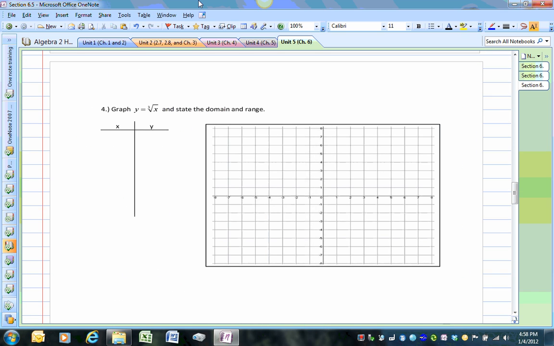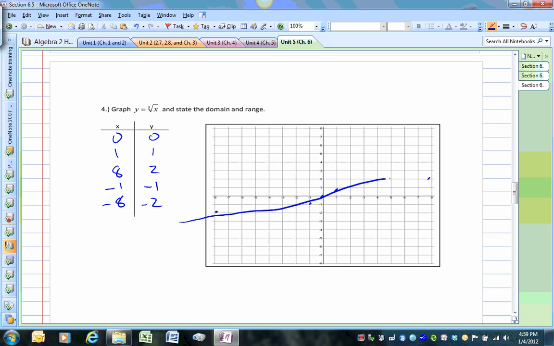Okay, for number 4 through 6, now we're dealing with cube root. Now you can cube root whatever you want. So let's first put a few x values like 0, 1, and 8, and also do negative 1 and negative 8. Let's get 0, 1, 2. Cube root of negative 1 is negative 1. Cube root of negative 8 is negative 2. So the graph looks like that.